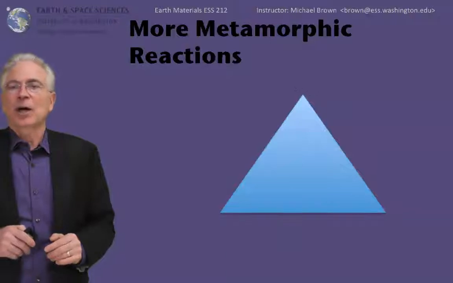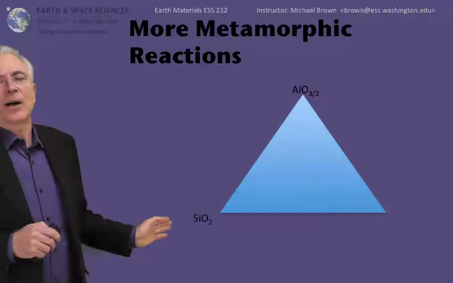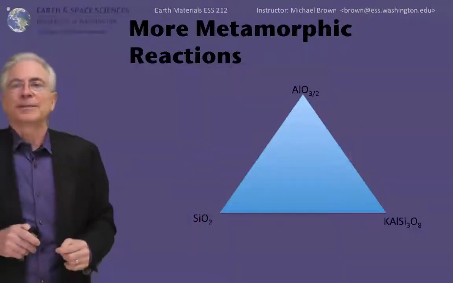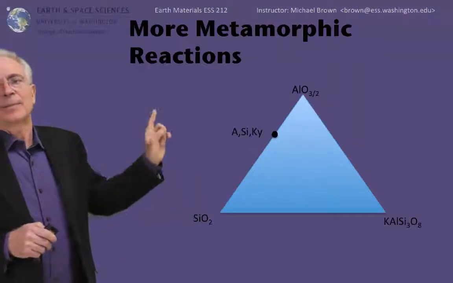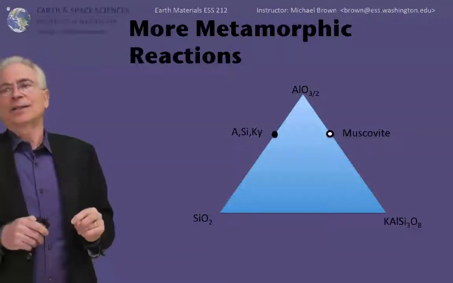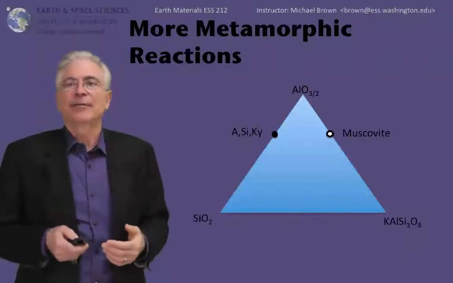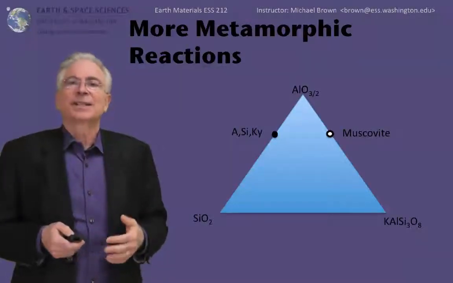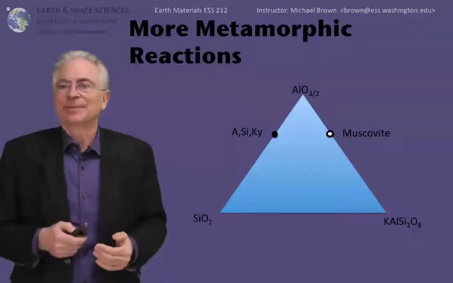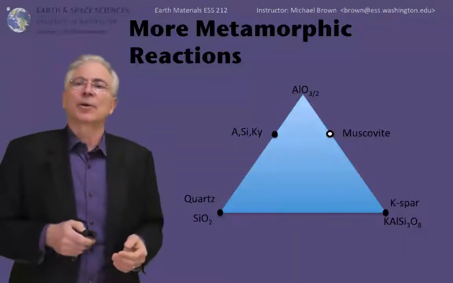So here's our ternary plot with aluminum at the top, silica on the lower left, and potassium feldspar on the lower right. Kyanite, andalusite, sillimanite plot as shown there. The projection of the muscovite plots as shown there, and I've made it a hollow dot simply to emphasize that it's implicit that there's water behind this projection. Quartz is the lower left and K-spar is the lower right.